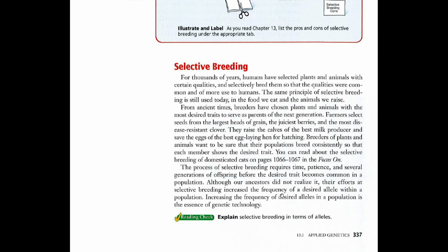In fancier words, we are increasing the frequency of a desired allele within a population, right? If there's something desirable in an organism and we breed that over and over again, then we have increased the frequency of that specific trait, of that specific allele, within a population of whatever we're talking about. Does that make sense? The book says you can read about the selective breeding of domestic cats on page 1066, which I didn't even know there was a page 1066, so I looked in the book.